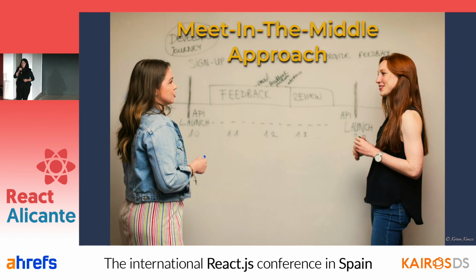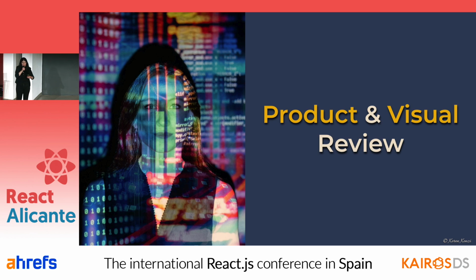And we need to meet in the middle. I call it, there is a man-in-the-middle attack, so this approach is the meet-in-the-middle approach. We need to find the middle, what we can do, what we cannot do, and include it in the feature. And then, once we are ready with a feature, we usually have a product and visual review. We don't have only code review, we also make sure that the feature we develop stands according to the product review, stands according to the visual review. So we're making sure the quality of the delivery is the best.